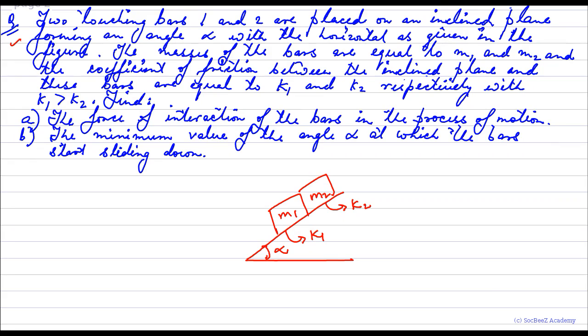Find the force of interaction of the bars in the process of motion, and in the second subpart of the question I need to find the minimum value of the angle alpha at which the bars start sliding down. Okay, so in this problem this is my setup.